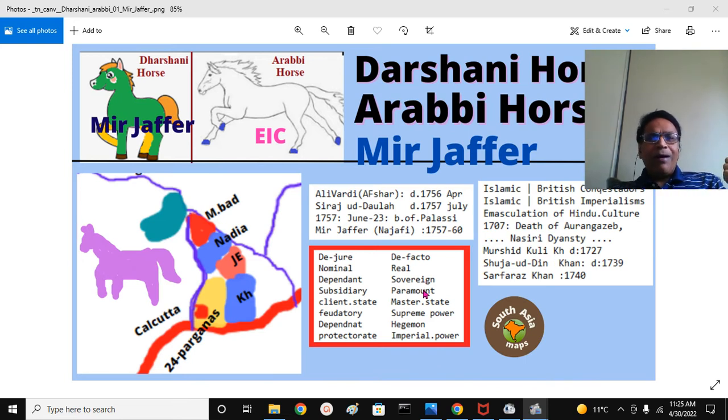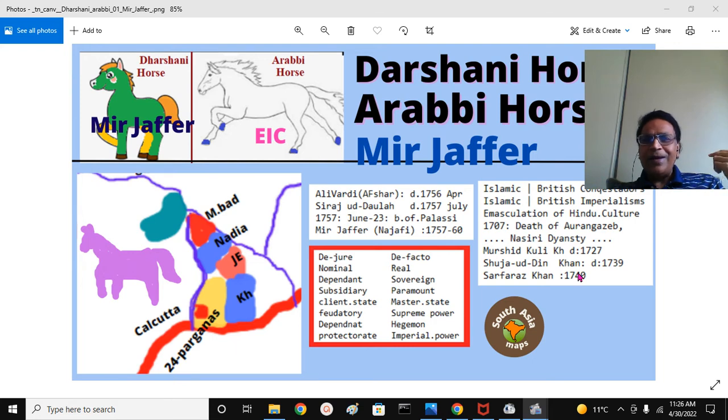What happened after the death of Aurangzeb in 1707: a prominent diwan was appointed to Bengal, Murshid Quli Khan. He belonged to the Nasiri dynasty. He was a very powerful, popular ruler of a very rich province, the Bengal Nizamat, Bengal Suba. He died in 1727, succeeded by Shujauddin Khan, who ruled about 10 years, and later by Sarfaraz Khan.